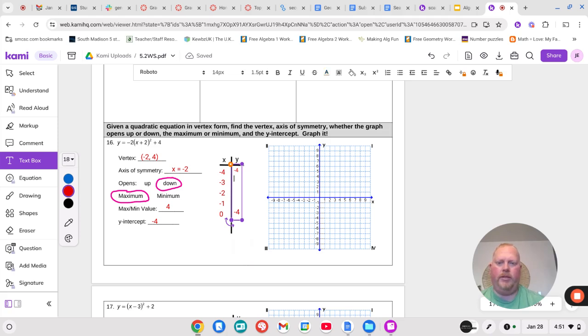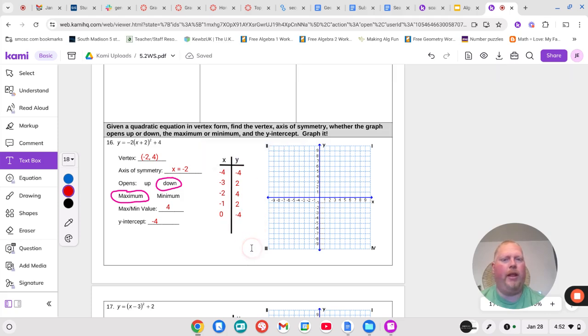And then, see, I can either plug in -3 or -1. I'm going to plug in -1. So I'm going to work this out mentally. -1 plus 2 is 1. Squared, it's 1 times -2. Still at -2, and then I add 4. So I get 2. And I already know what the vertex is. It's -2, 4. So I've got all my coordinates now.